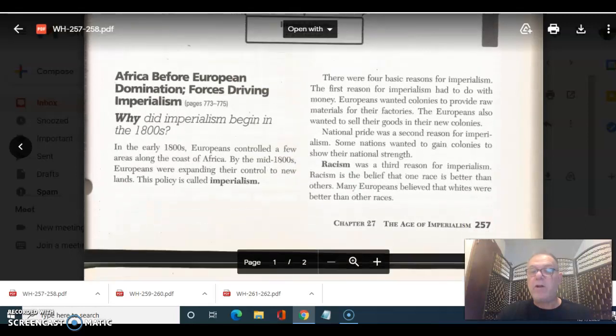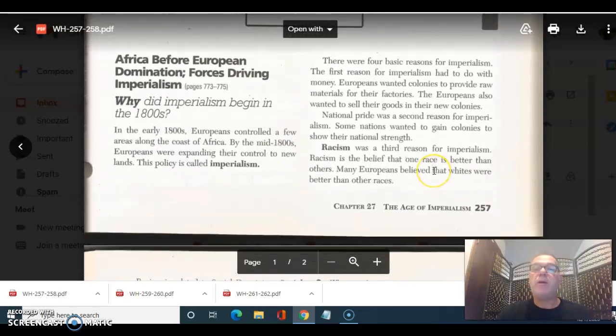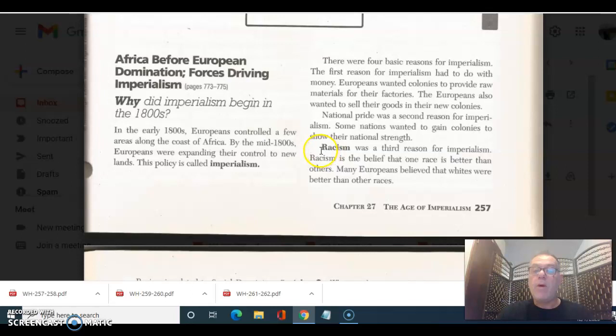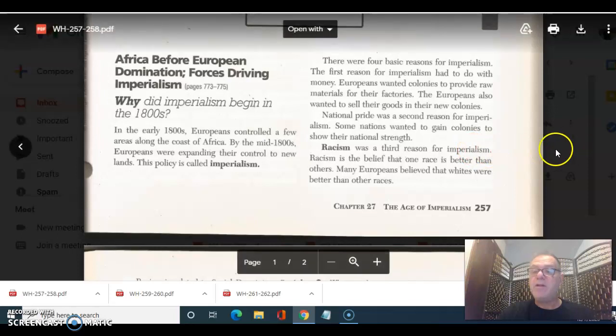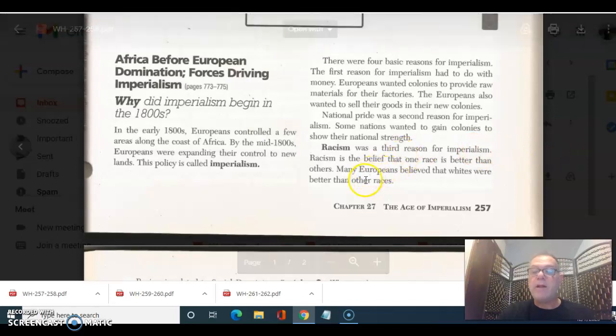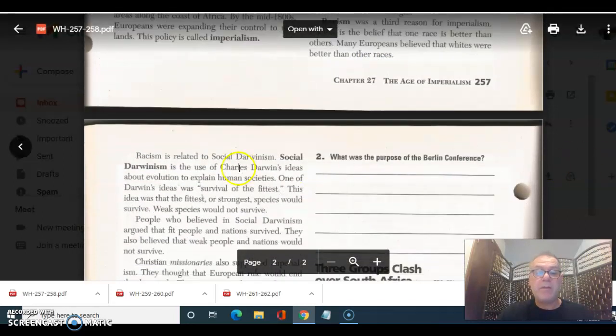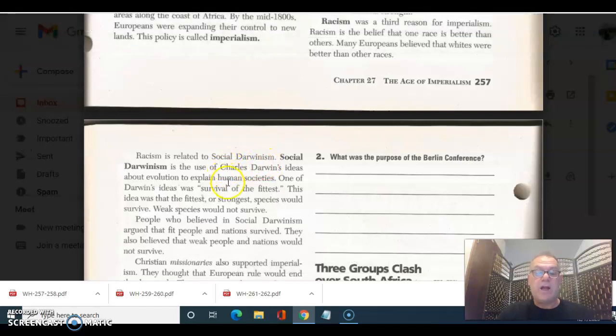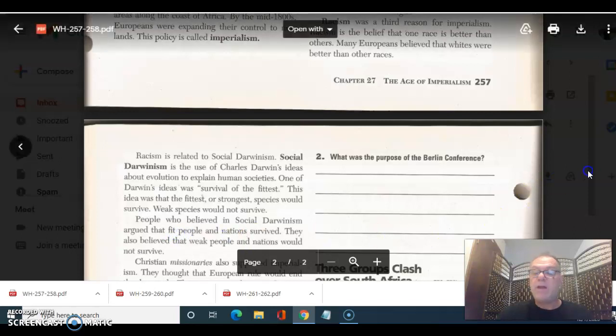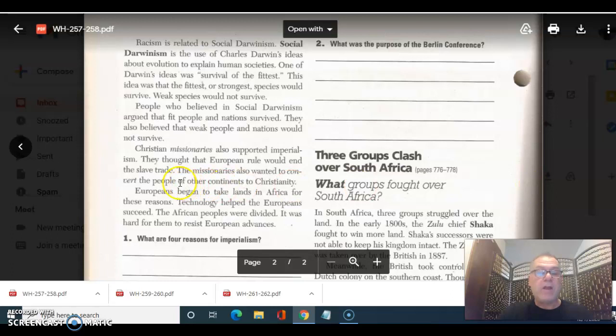Cultural reasons. Culture is basically the way we think, the way a group of people act, what they believe. One of them, I would say, is a third reason, racism. That's not necessarily included, but you could say it's cultural. The Europeans believed that whites were better than other races, and they believed that their nation was better than these nations. Also, social Darwinism, the idea of survival of the fittest, and this idea is that we're stronger than you, and we're going to make ourselves stronger. They argued also that fit people in nations survive. They also believed that weak nations would not. So you have a whole bunch of cultural things.